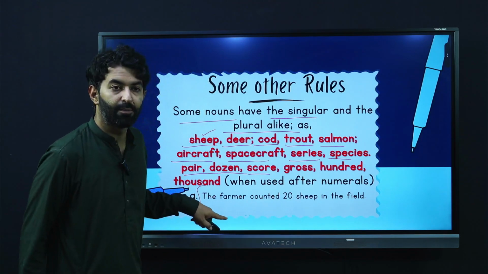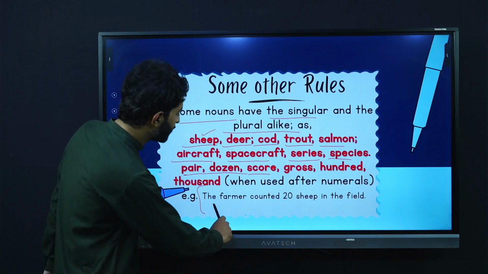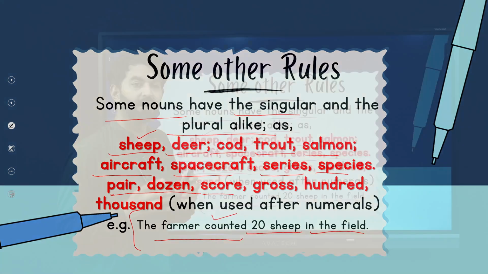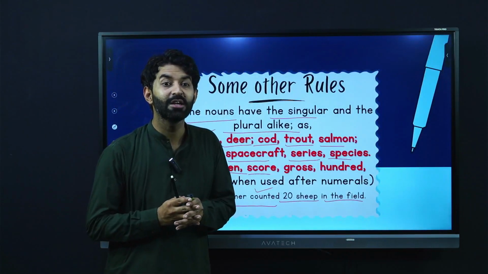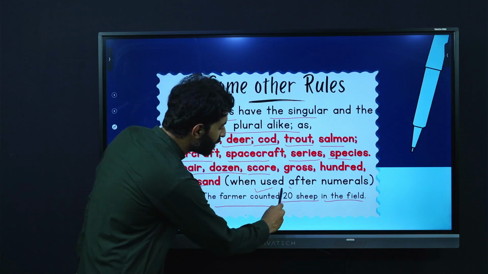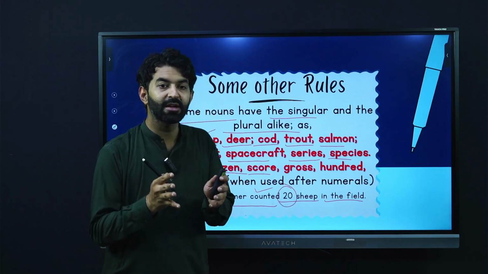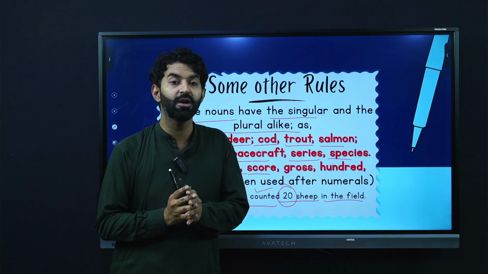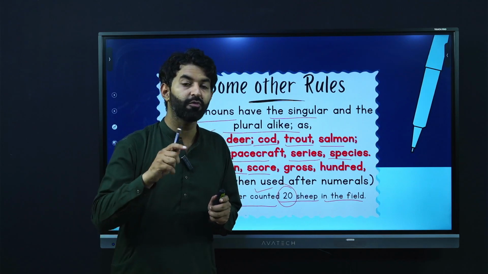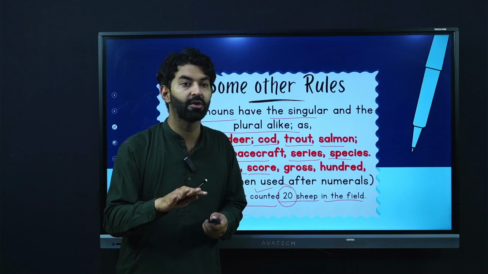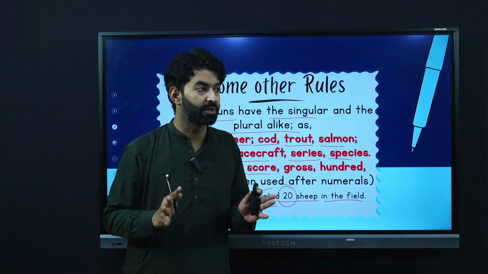Let's look at this example over here. This will clear it. The farmer counted 20 sheep in the field. Now he didn't say 20 sheeps. He just used the number 20 to tell us how many sheep there are, but they will only use the word sheep. So if you want to plural such words that are already in the plural form, you just add your numbers.